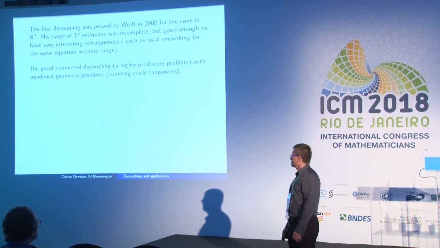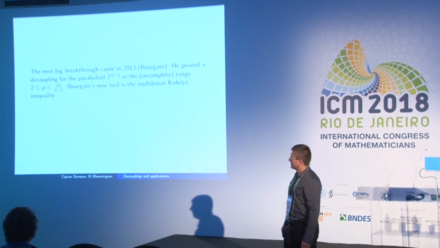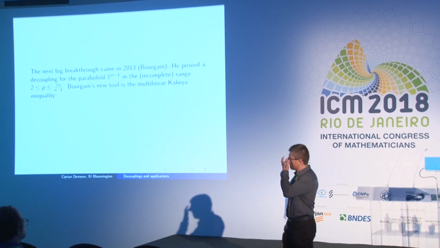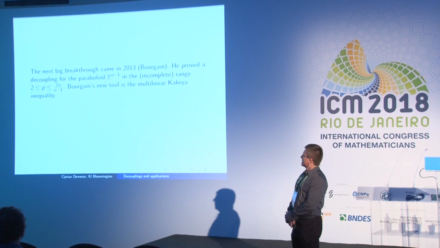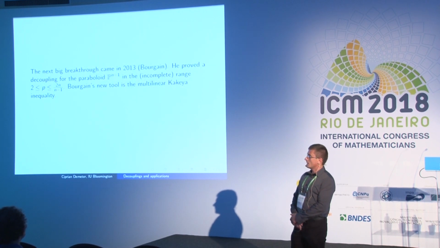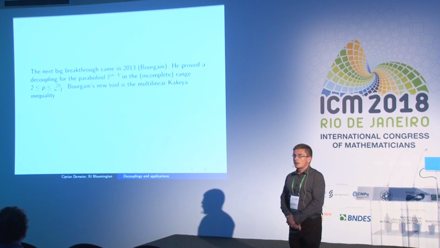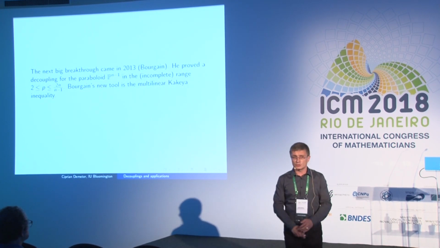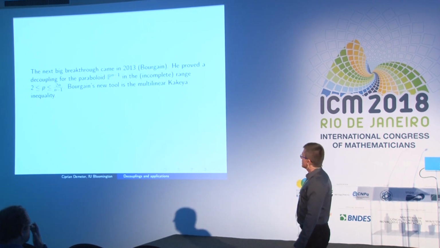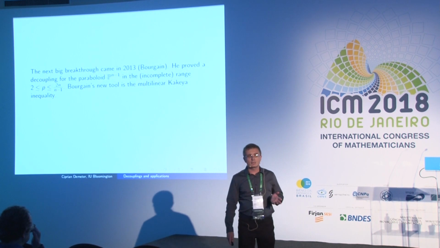And people looked at it to some extent, but it was really Jean Bourgain who took the problem to the next level. So in 2013, he proved a decoupling for the paraboloid this time in an incomplete range. And he introduced a new tool, which also has to do with incidence geometry. And this new tool is the so-called multilinear Kakeya inequality. So let me briefly tell you about the Kakeya problem.